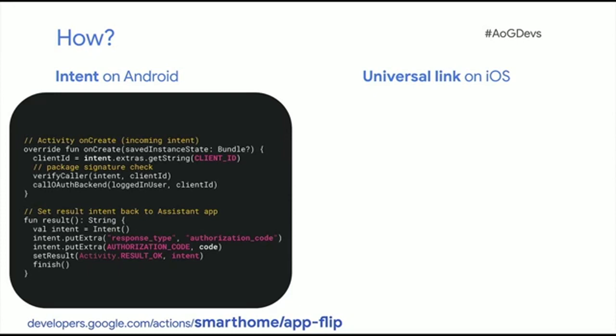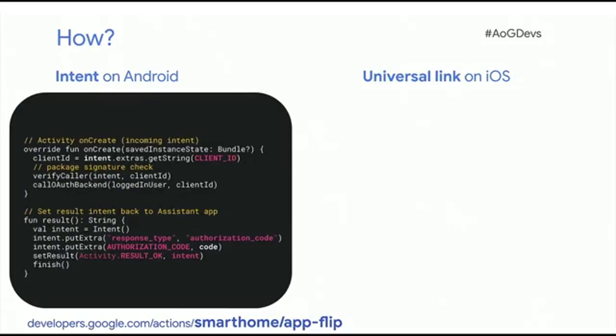Once you've done that, and you've verified that it's Google, you can call your OAuth backend. You'll want to send the client ID along to make sure that there's a record created in your backend with that authorization code, so that when Google does the token exchange later on, there's a valid code for this user in your database.